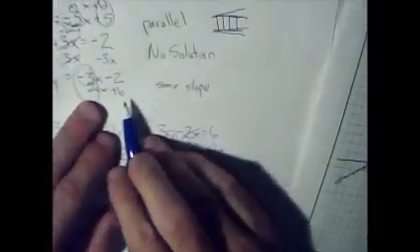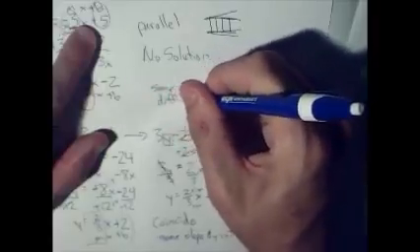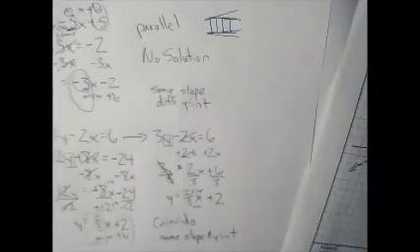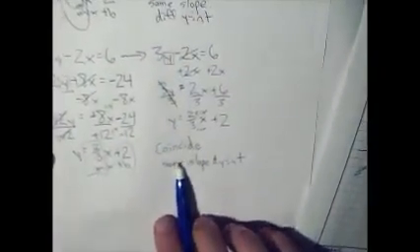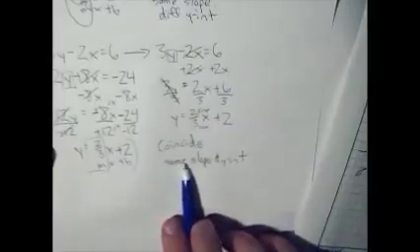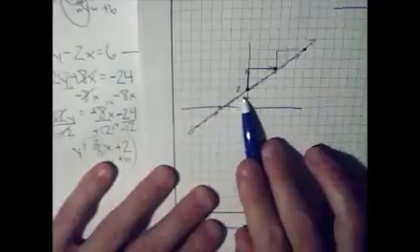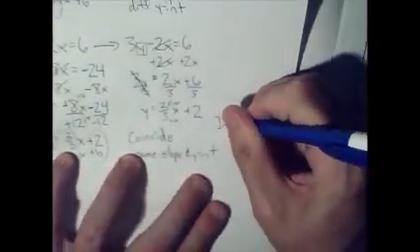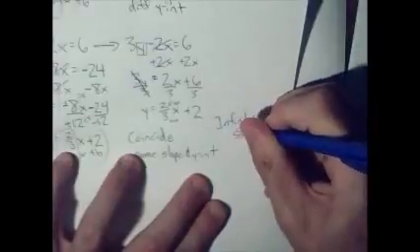Go back to our parallel. They had the same slope, but they had a different y-intercept. And it's the different y-intercept that caused one line to be above the other and one line to be below. Coinciding is the other example. For this one, where do they cross? Here, here, here, here, between those two. This has infinite solutions.